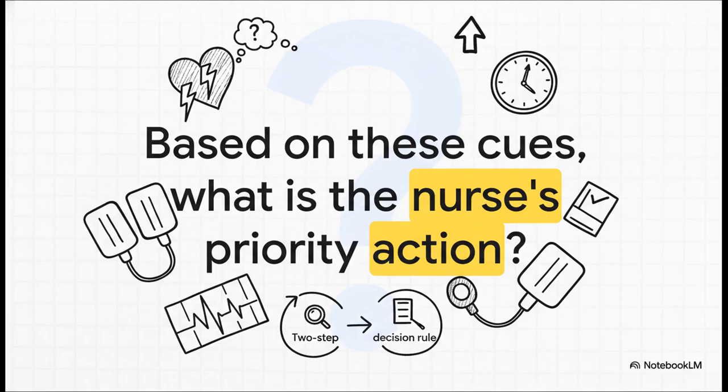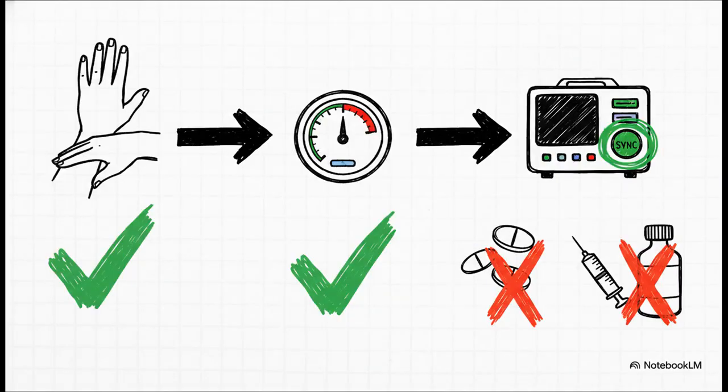Think back to our two-step rule. The priority action is to prepare for synchronized cardioversion. Let's break down the why. Step 1. Do they have a pulse? Yes. Step 2. Are they unstable? Absolutely. That blood pressure is dangerously low.